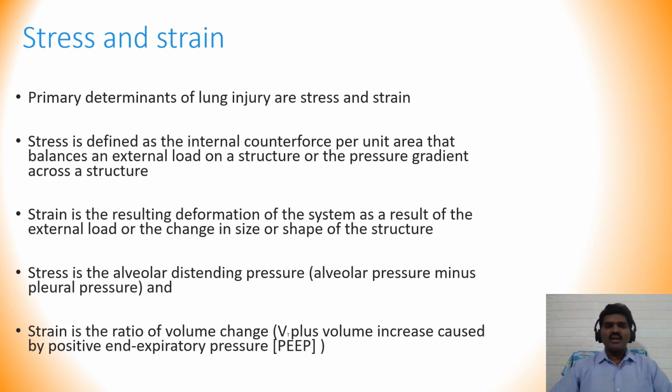Stress is the alveolar distending pressure, alveolar pressure minus the pleural pressure, and strain is nothing but the ratio of volume change. That is the tidal volume plus the volume increase caused by the PEEP, positive end-expiratory pressure, is called the strain.